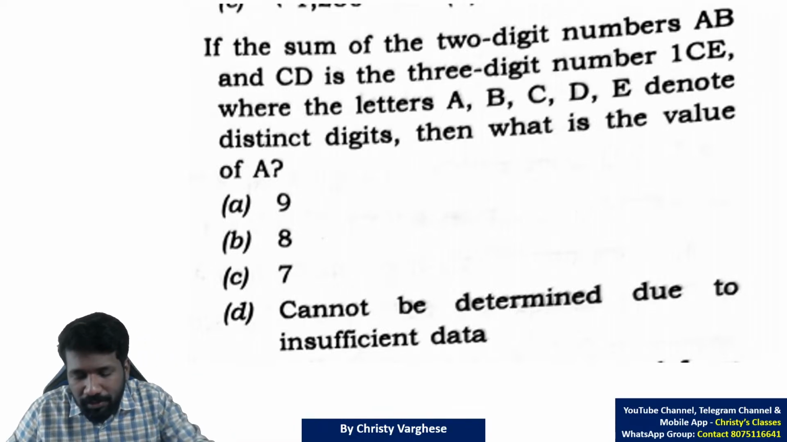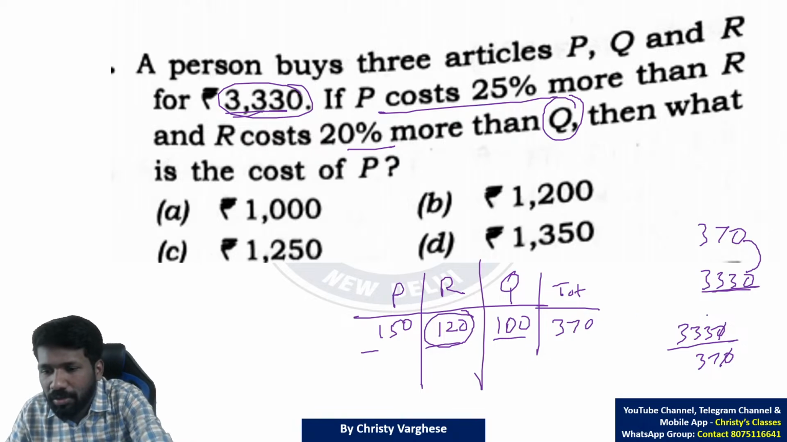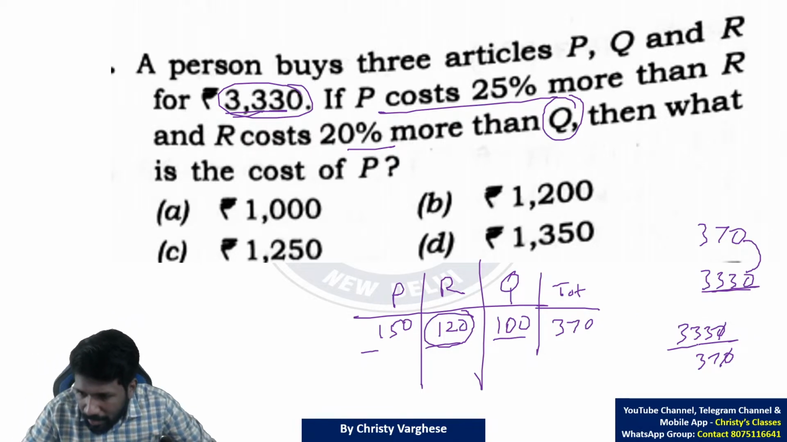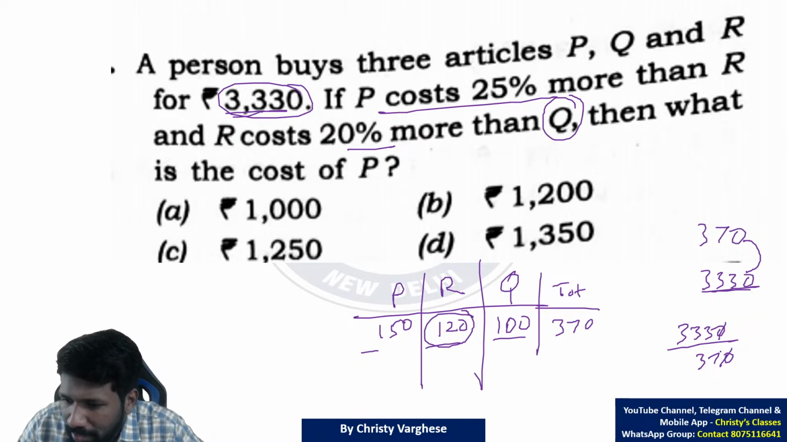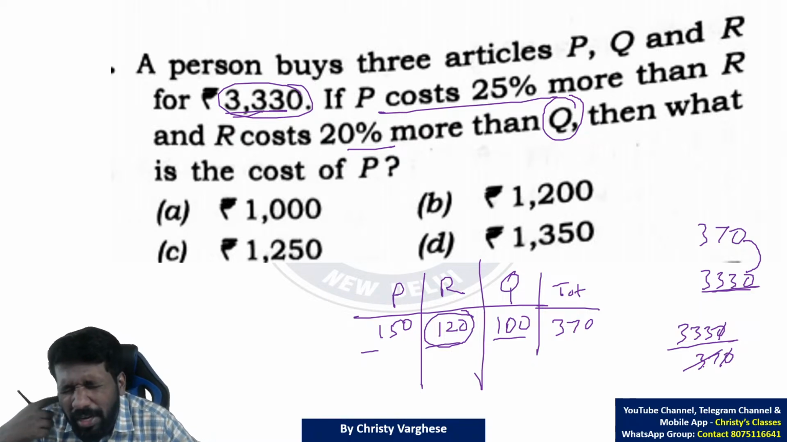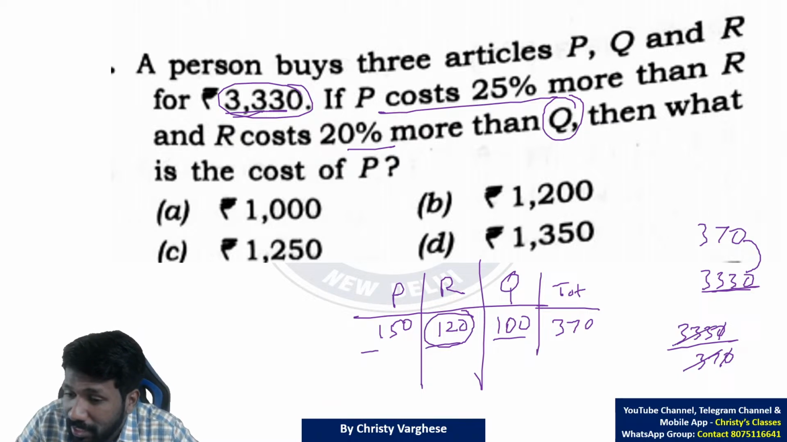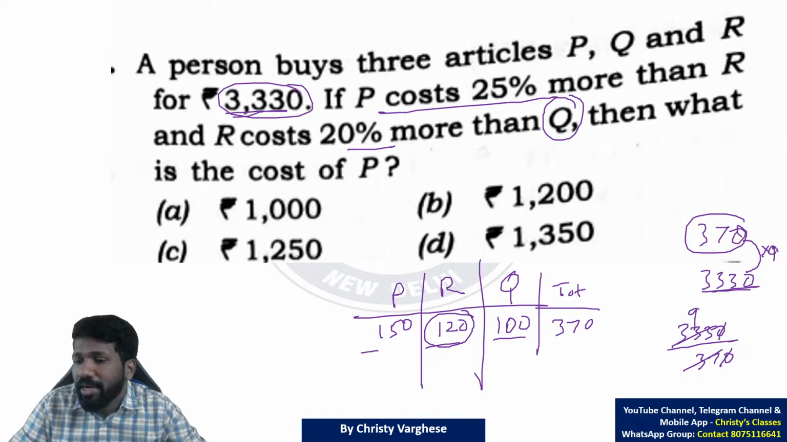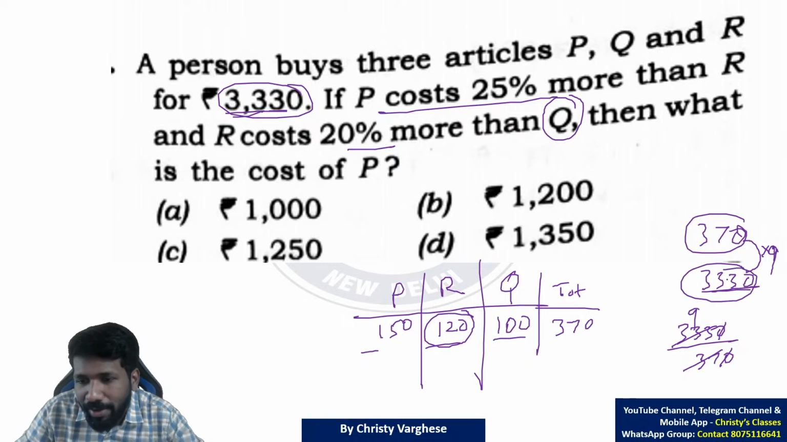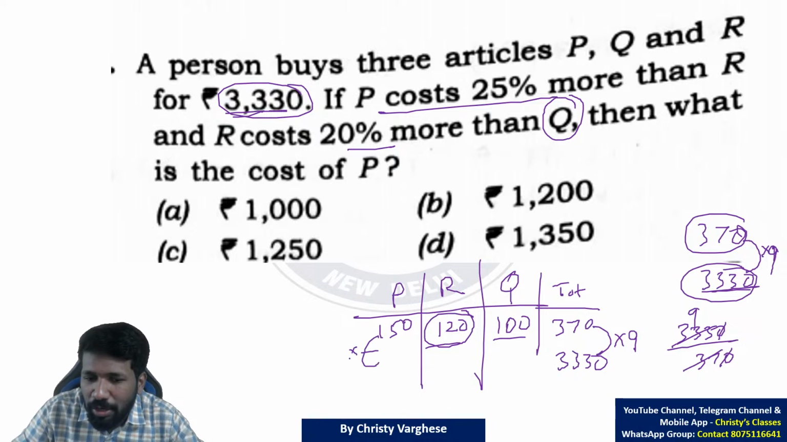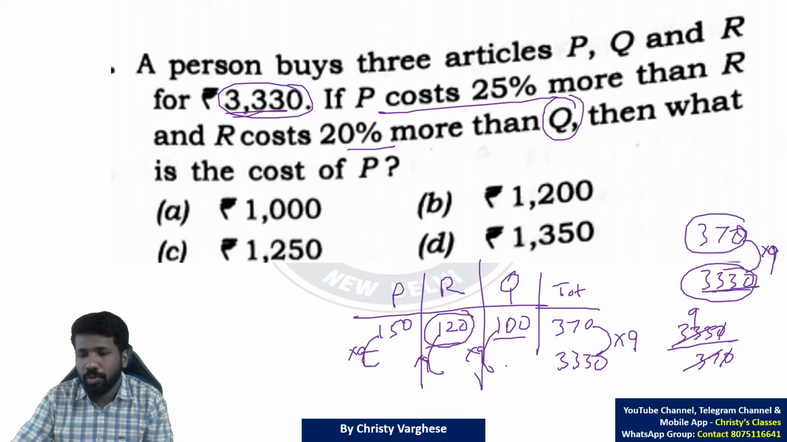Okay, yeah, actually the previous question, the steps were correct. I just got confused. So 333, 37 into 10 is 370, so 37 into 9 is 333. That means it is 9 times. That means our value is 9 times the original sum. We have to get 3330, but we got 370. That means original value of P, R and Q also are 9 times.